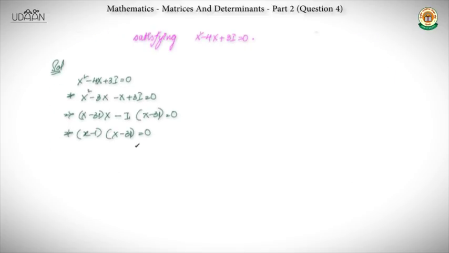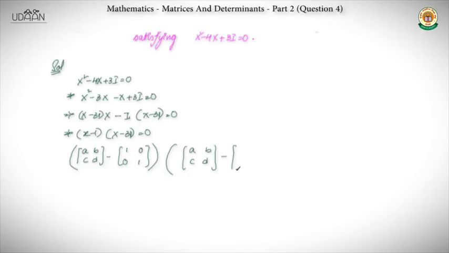Now I'm just going to substitute x in this equation, which becomes A, B, C, D minus identity, this is an identity matrix, that is 1 0 0 1, into A, B, C, D minus 3 0 0 3. I've just multiplied the scalar with the identity matrix.